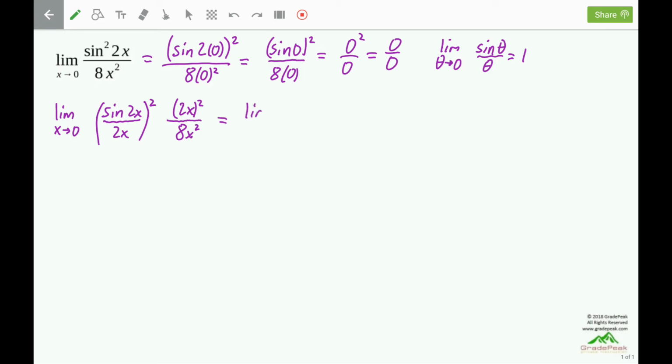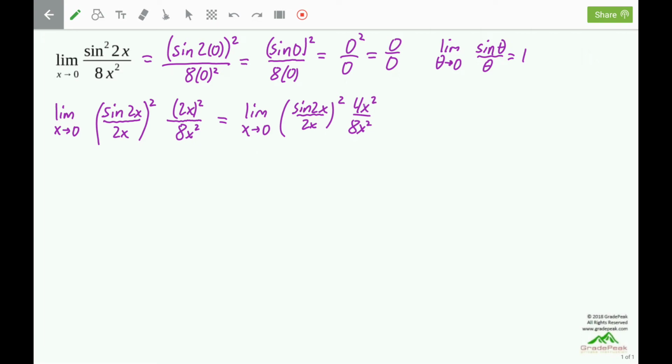Alright, the next step is to simplify the other fraction by squaring the 2x that's in the numerator. We're actually going to leave this sine expression alone because this is the perfect identity. And we have this multiplied with 2x quantity squared, which is 4x squared, divided by 8x squared.